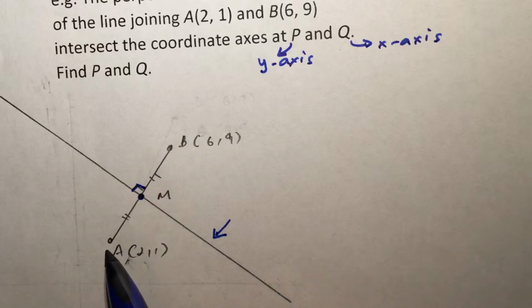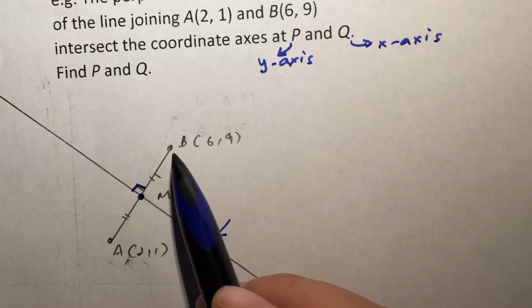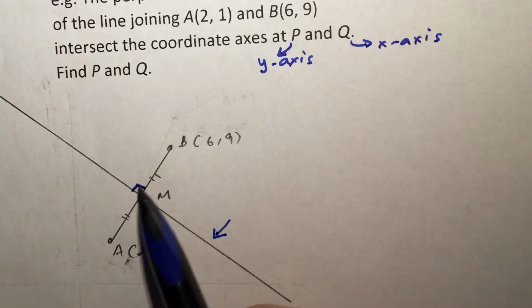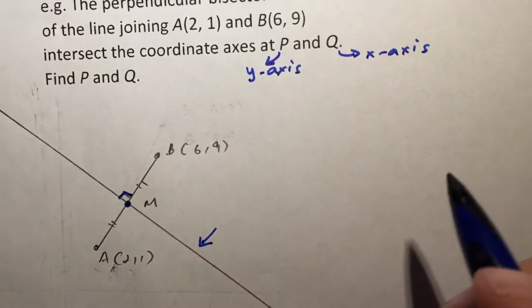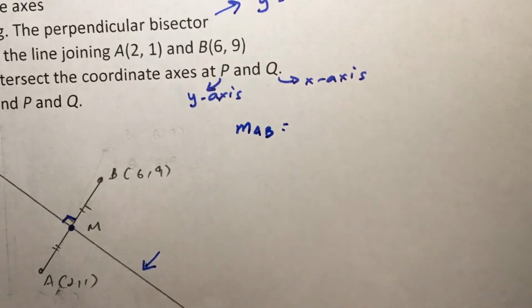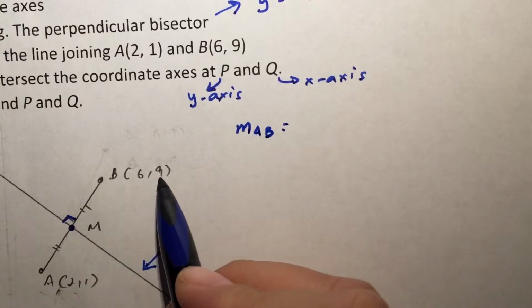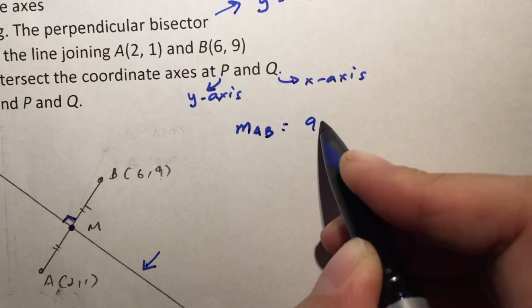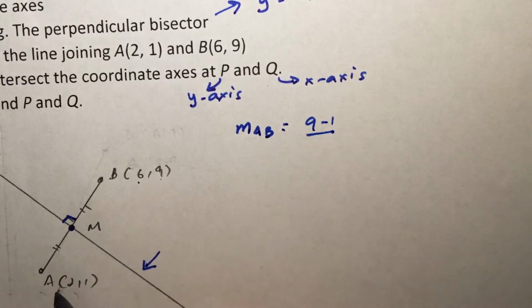Now the 2 coordinates that we have are A and B, which means that we can find the gradient of AB and use it. So we can do the first step, which is finding the gradient of AB. We can apply the gradient formula, y2 minus y1 over x2 minus x1.